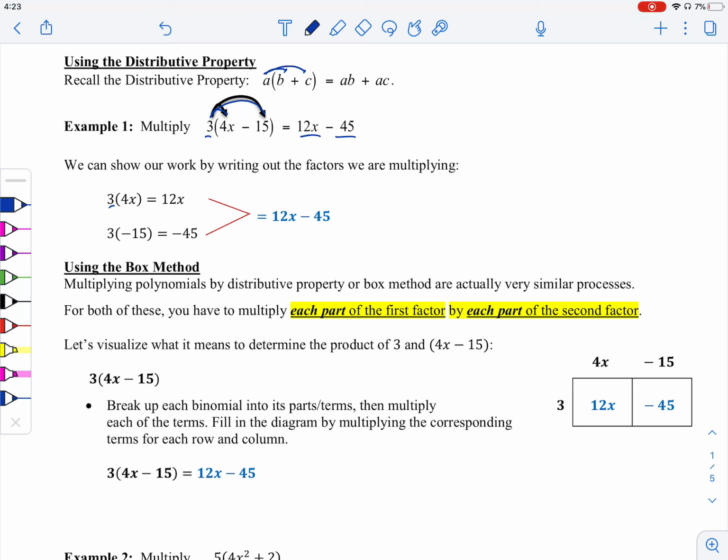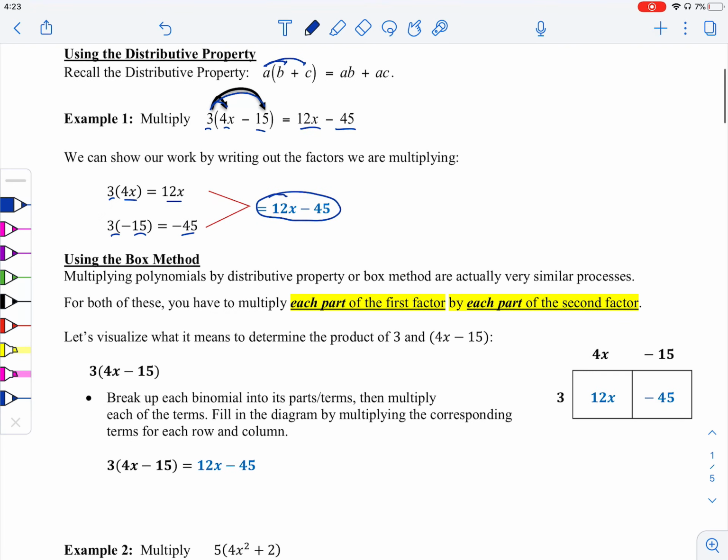So like 3 times 4x, we get 12x. 3 times negative 15, we get negative 45. And those are not like terms because they don't have the same variable. So it's 12x minus 45 is our solution right there.